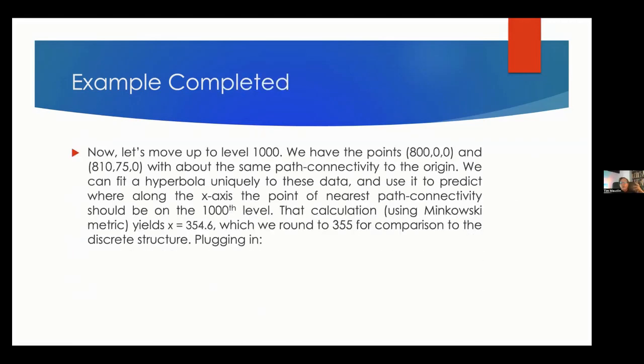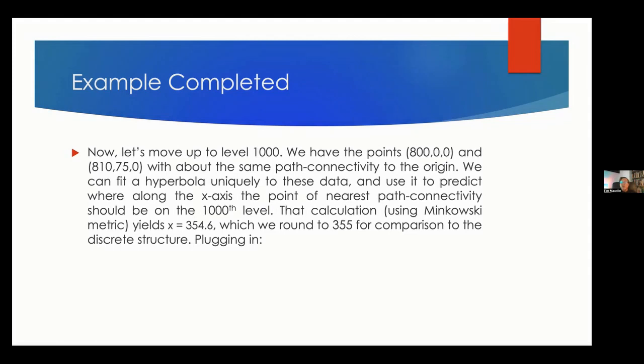But now I can ask another question, and I'm really almost done. In relativity, what I expect are these hyperbolae to show up. And if I go up from 810 now up to level 1,000, and I calculate where a relativistic hyperbola in a continuum would hit that level, I can get a number, right? It's a precise number, 354.6, I round to 355.